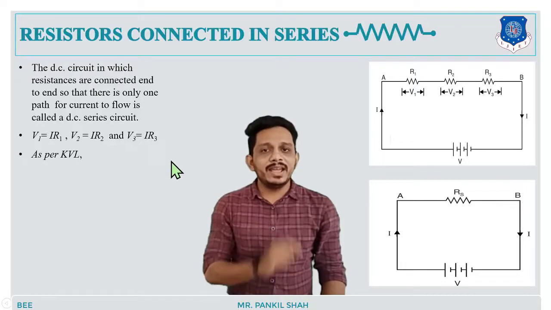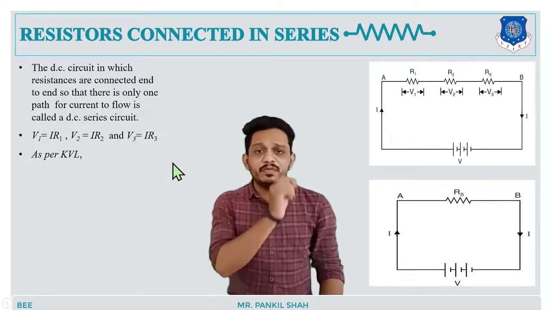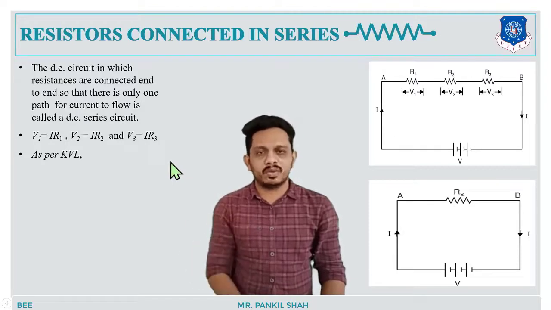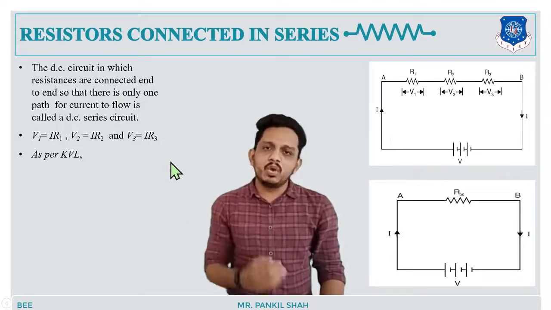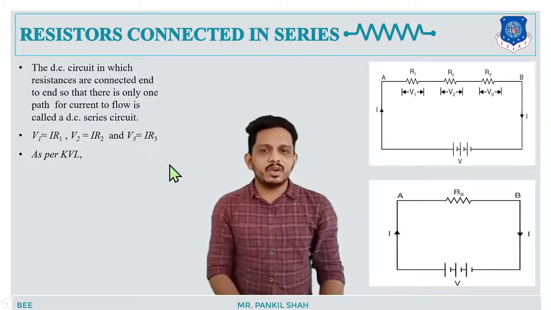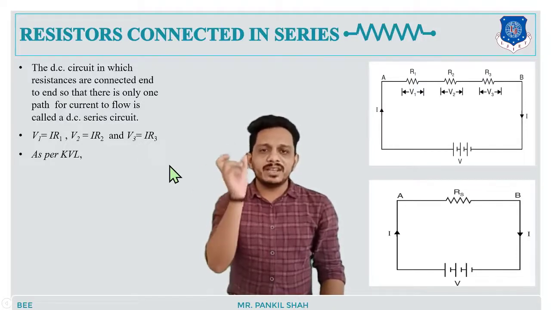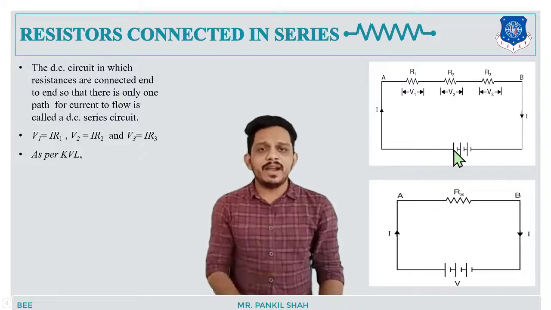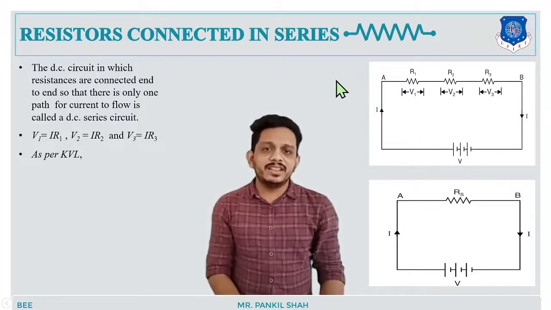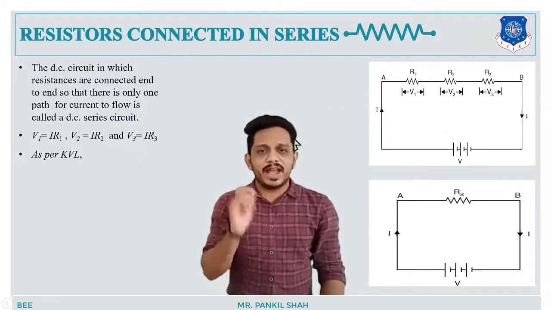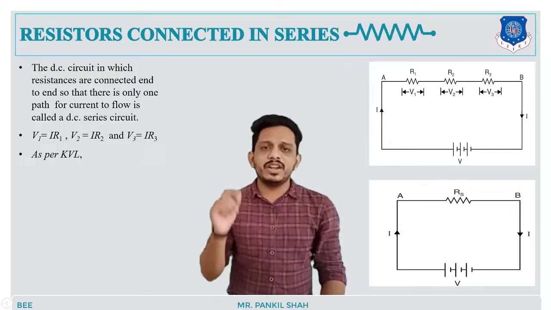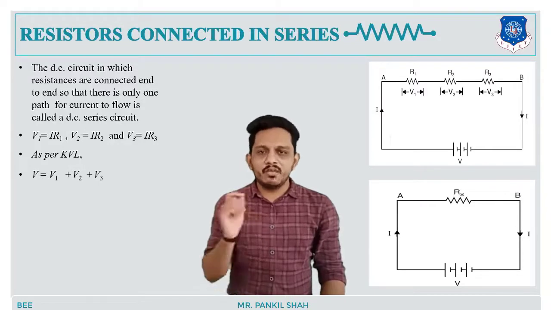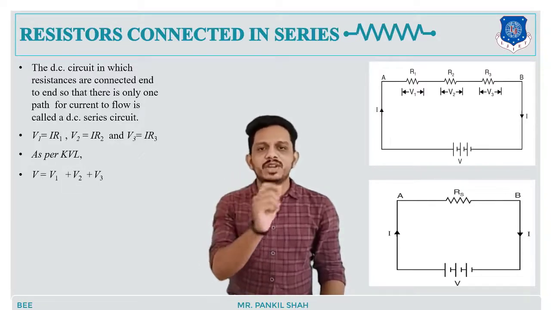Now let's apply KVL to this circuit. We know Kirchhoff's voltage law: the applied voltage to any circuit should be equal to the voltage drop or rise in the elements connected in that circuit. So if we have applied V voltage to this circuit, then the addition of the voltage drop across each element should be equal to V. So we can say that V is equal to V1 plus V2 plus V3.